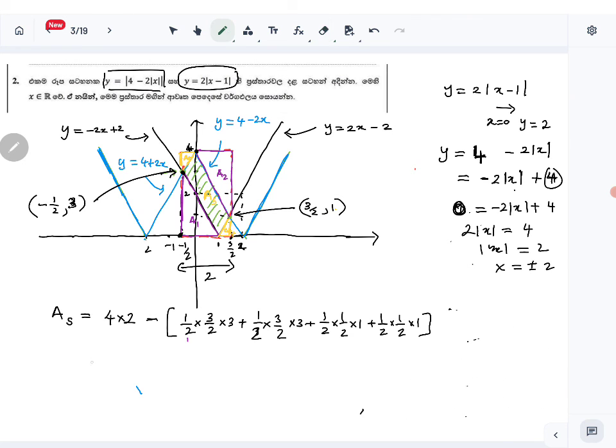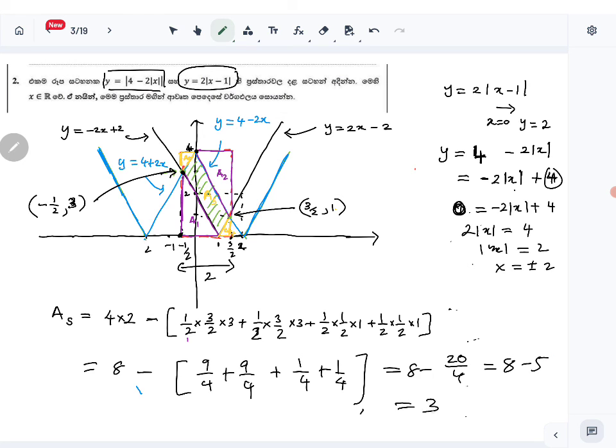So what do you have? 8 minus 9/4 plus 9/4 plus 1/4 plus 1/4. 8 minus 20/4. 8 minus 5, so 3. The area of the parallelogram is 3. Right, so that is question number 2. Right, next we'll look at question number 3.